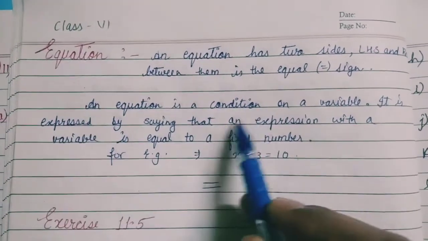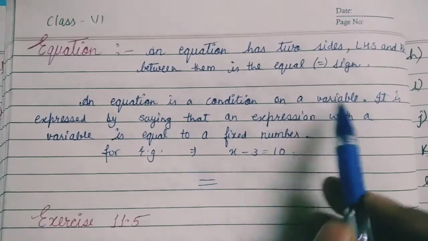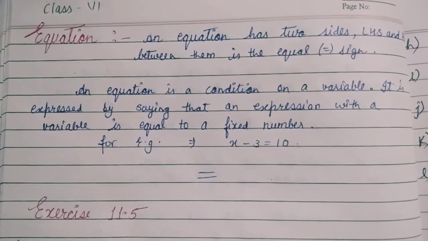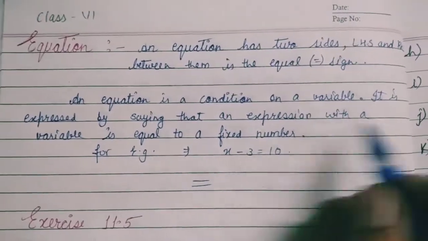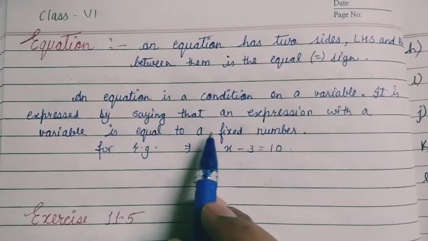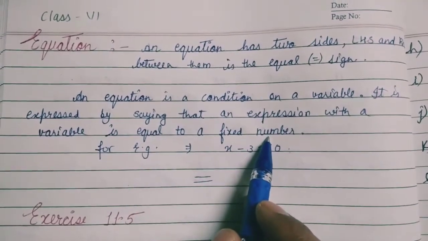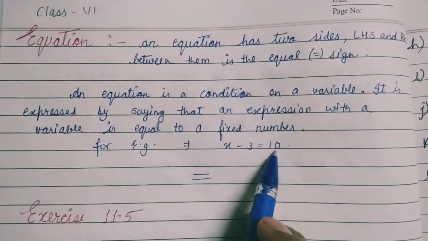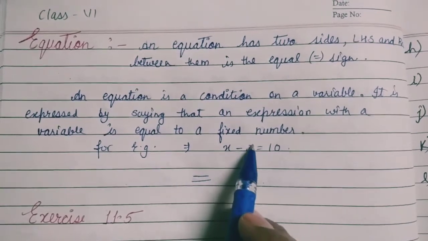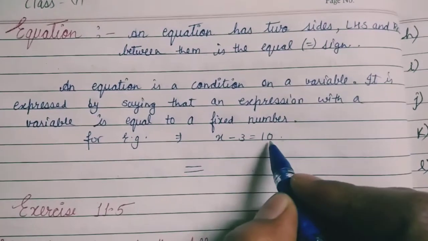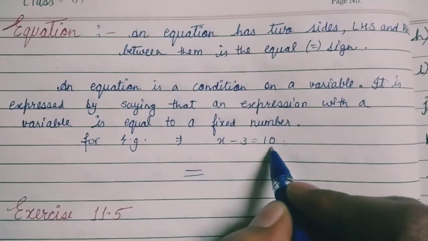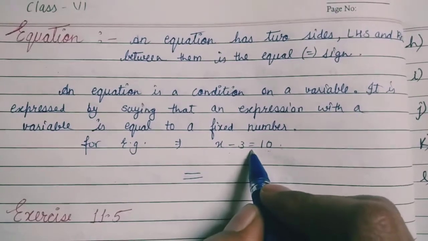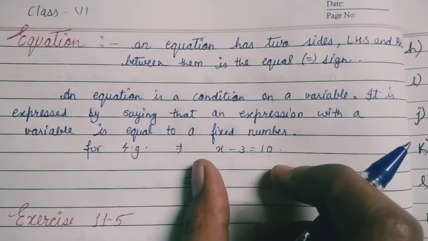And an equation is a condition on a variable. It is expressed by saying that an expression with a variable is equal to a fixed number. For example, I have already written here x minus 3 is equal to 10. The LHS side has an expression, and on the right hand side we have 10, which is a number. But in between LHS and RHS we have one equal to symbol, that's why this is the equation.